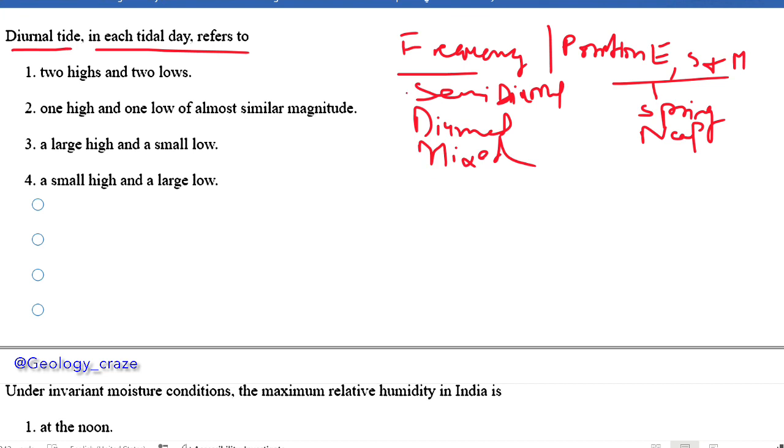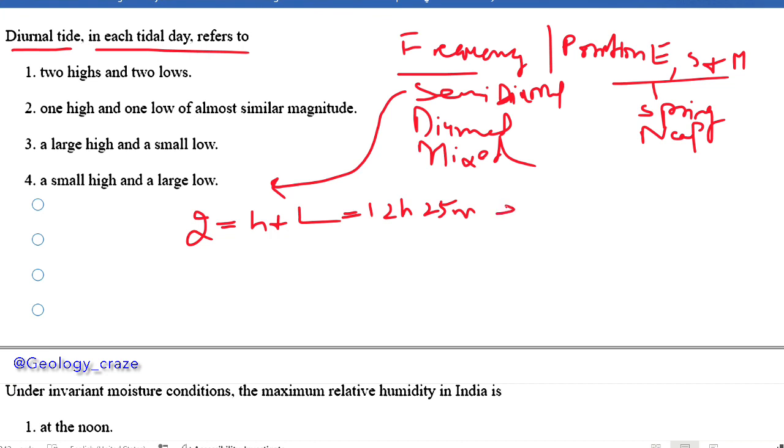In semi-diurnal, two equal high and low tides occur, approximately taking 12 hours 25 minutes, and they generally come along the eastern African coast and Bay of Bengal. With respect to India, the Bay of Bengal is important for us.